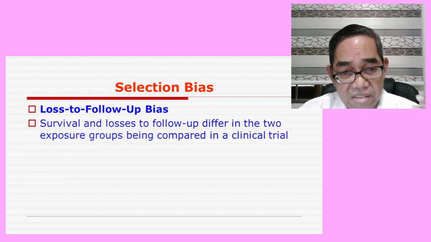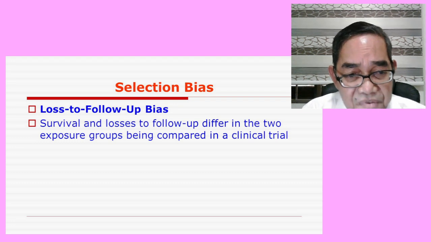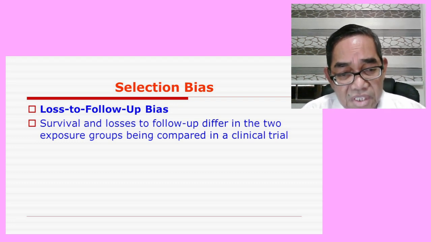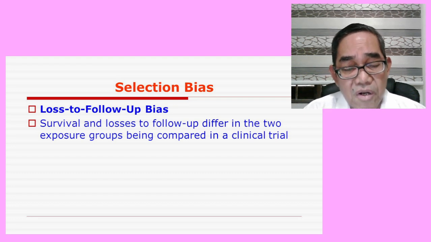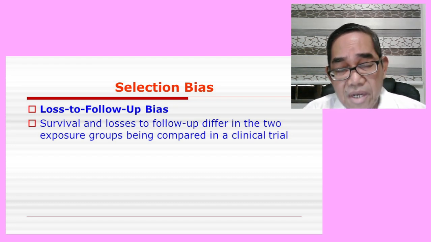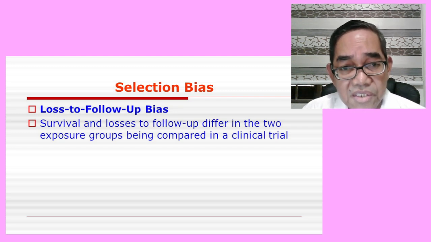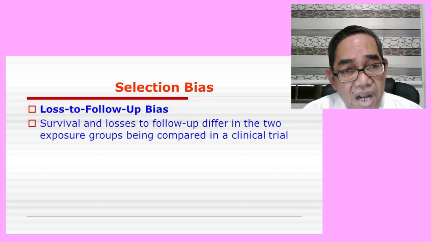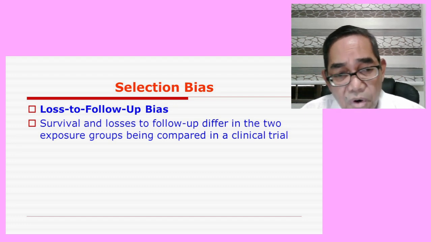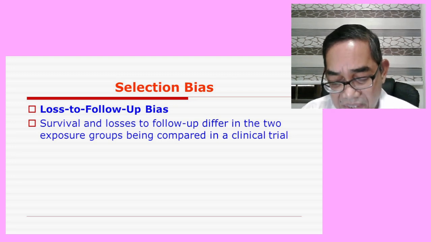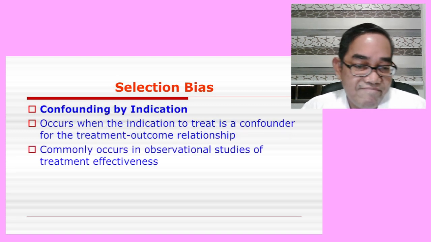And even in a clinical trial, survival and losses to follow-up may differ in the two treatment groups or the two exposure groups that we compare. So, for example, if you are comparing a chemotherapeutic drug that has serious adverse events with chemotherapeutic drugs with less serious ones, losses to follow-up between the two groups may be different, and that will lead to this loss to follow-up bias.